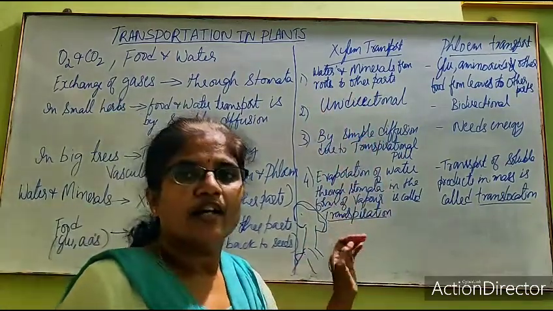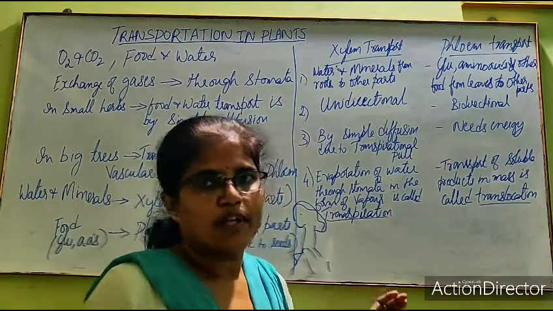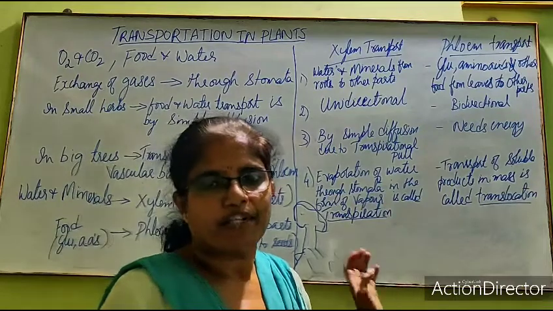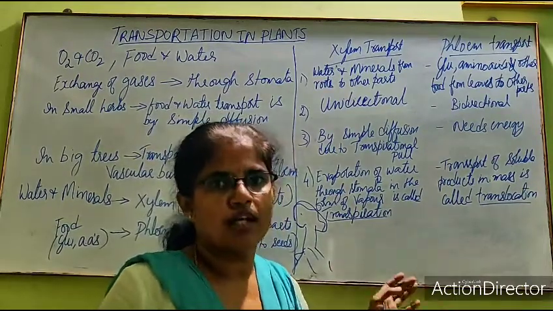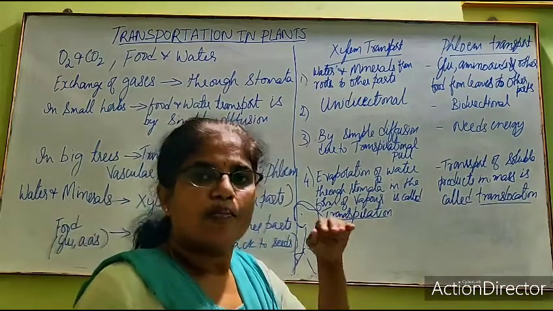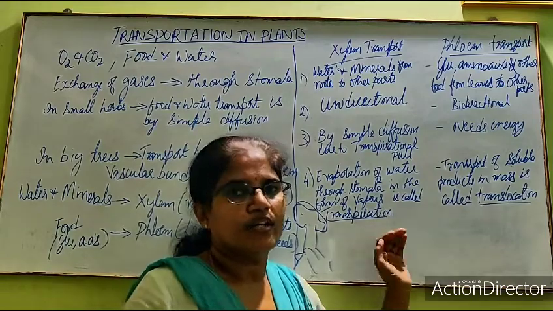And in stomata, in leaves, water gets evaporated in the form of water vapor. That is transpiration. That we have seen in photosynthesis itself, how water evaporates through stomata in the form of vapor. That is called transpiration.